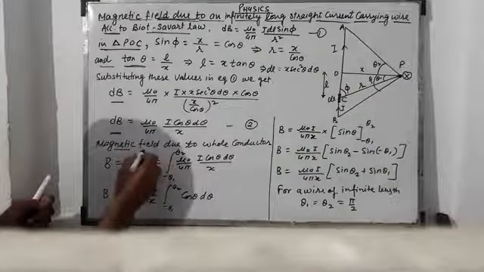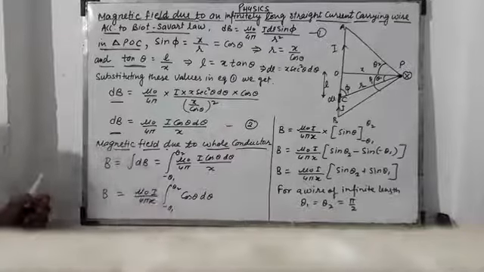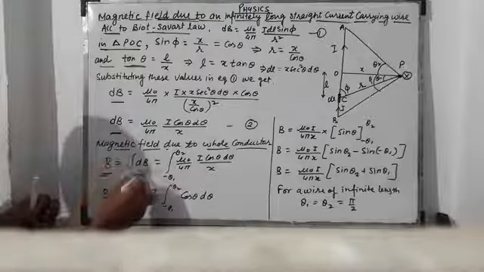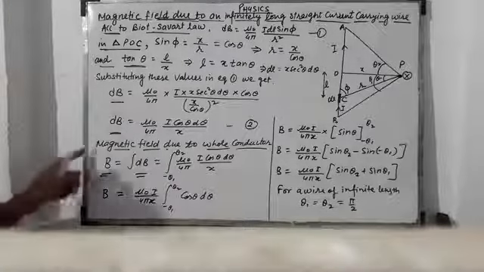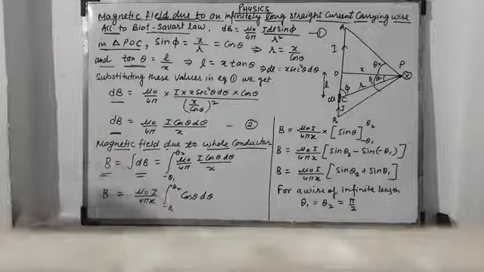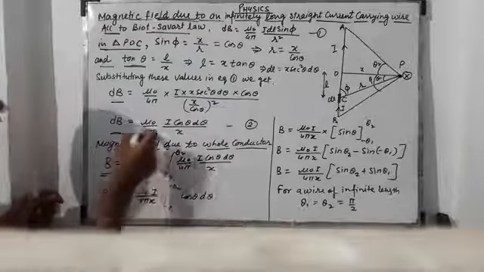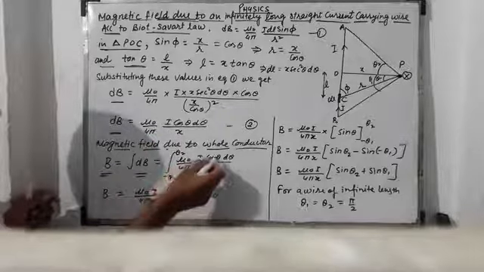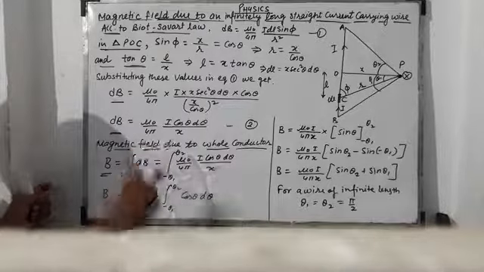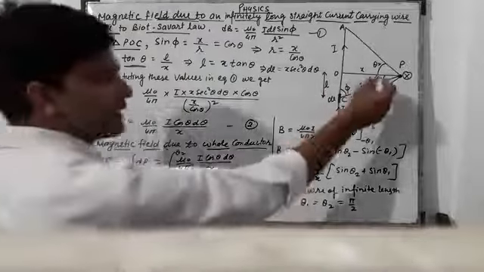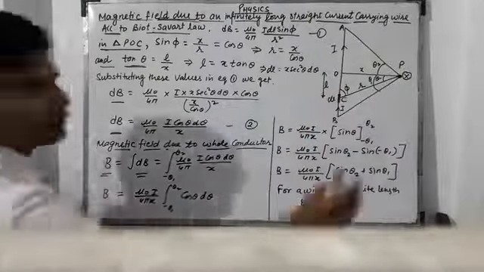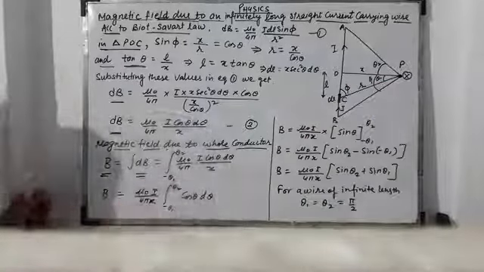Now the magnetic field due to the whole conductor, whole wire, that is B, is the integration of dB. The total magnetic field we will get by integrating dB. So B is the integral of mu naught upon 4 pi I cos theta d theta upon x with limits minus theta 1 to theta 2. Minus theta 1, because theta 1 and theta 2 are in opposite directions, so one angle is negative.